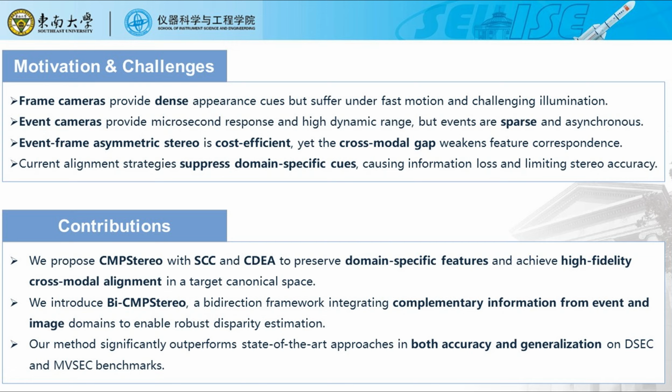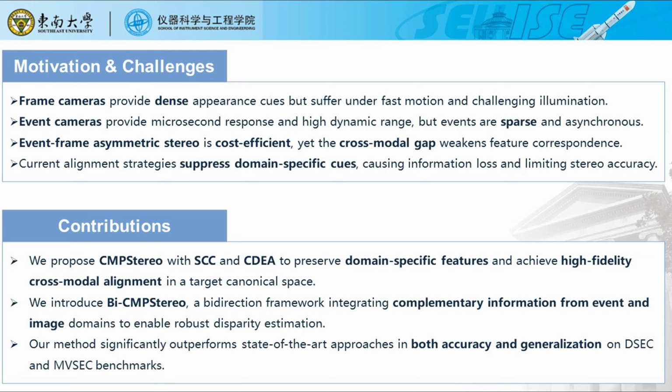This naturally motivates the setting of event frame asymmetric stereo, where one side uses a frame camera and the other side uses an event camera, compared with a full event-based stereo system. This setting is more cost-efficient while still benefiting from the complementary properties of the two modalities.